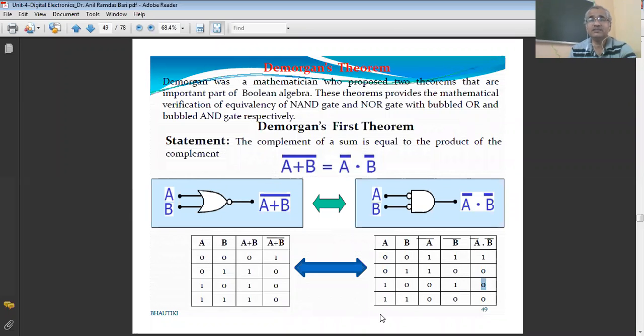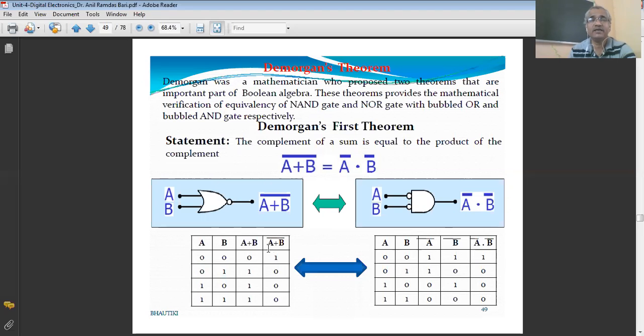Now take the last condition. A is equal to 1, B is equal to 1. So complement of both will be 0 0, and the product of 0 0 will be 0. So this is 0. So A complement dot B complement. See, A complement dot B complement, and here (A plus B) complement. See this column. Look at the column of (A plus B) complement, 1 0 0 0, and the column of A complement dot B complement, 1 0 0 0. That means both these columns are the same. Both the columns are same.